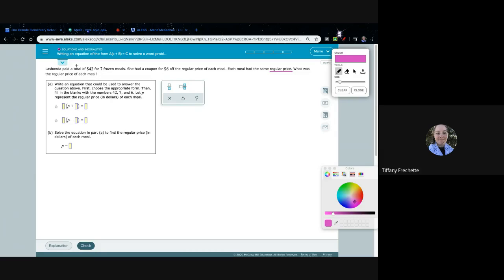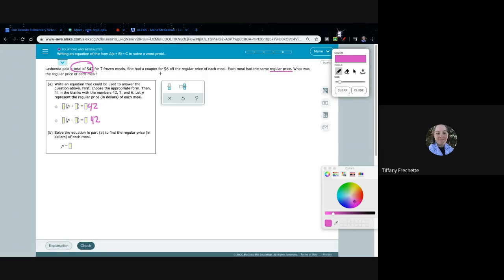We do know LaShonda paid a total of $42. So that does tell me that 42 should probably go in the end. We need to choose which one. I haven't chosen a form yet. So I'm just writing it on both. And she did that for 7 frozen meals. So we know how many she bought. She bought 7 of them.